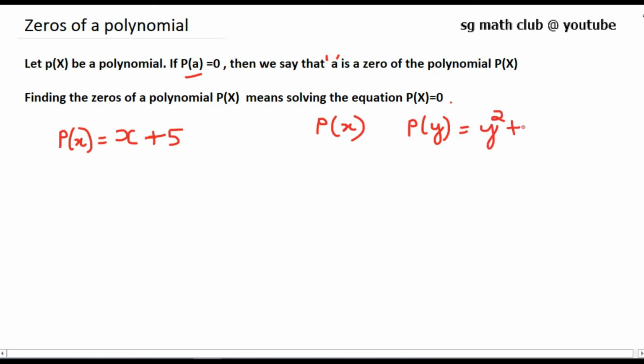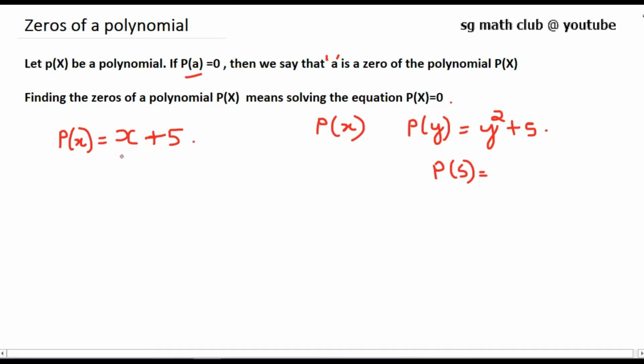For example, p of y equal to y square plus 5. So this is a polynomial in the variable y. If I write p of s, it will be a polynomial in the variable s. Now how to solve this? So we want to find zero of the polynomial p of x equal to x plus 5.